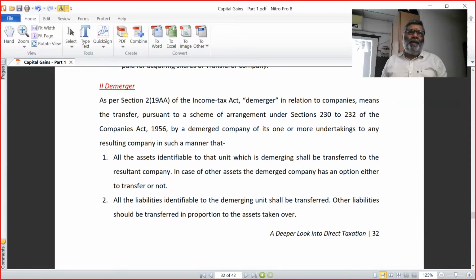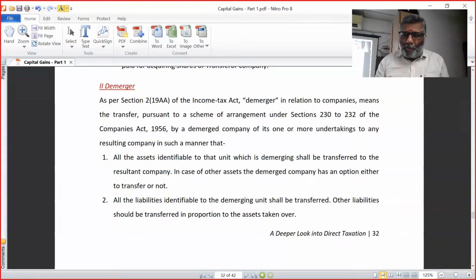Common liability, there is no option here. Then what you will do is transfer it in proportion to the assets. It should be transferred in proportion to the assets. Okay, let's understand.